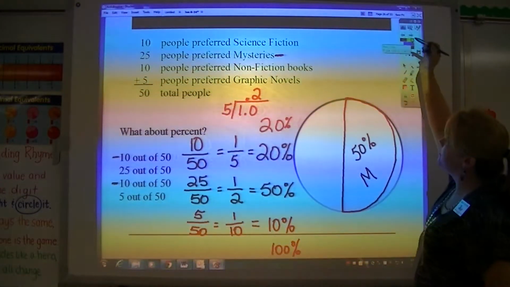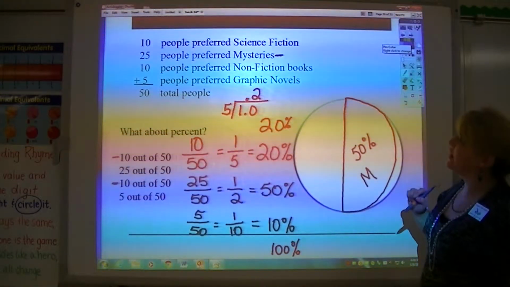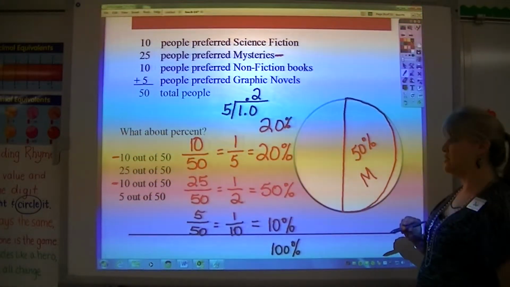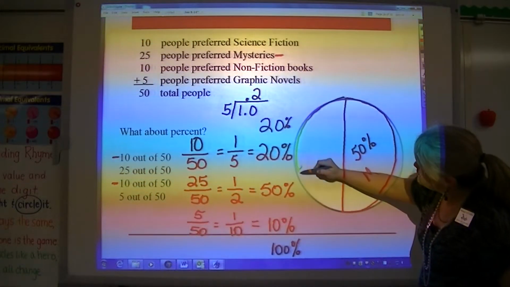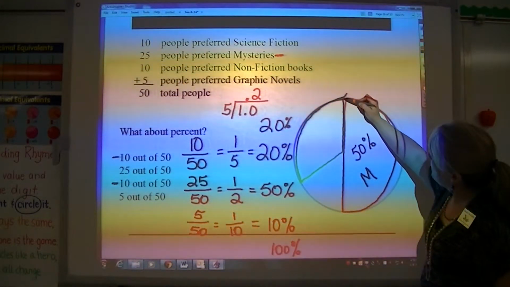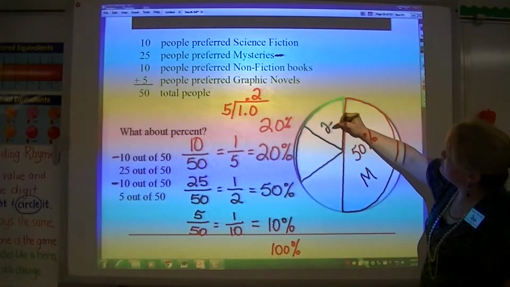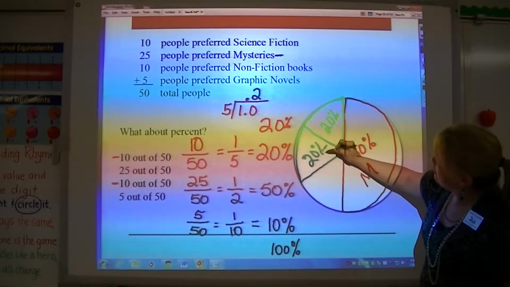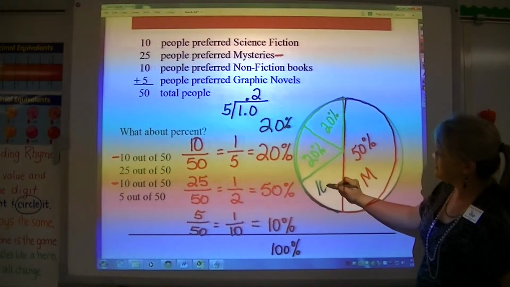Now, 20% like science fiction, and 20% like nonfiction. Well, 20 plus 20 is 40, and that's not quite 50. So let's just bring it around to about here. 20%, 40%, and divide it in half. 20% here, and 20% here. And then our last little piece right here should be 10%.